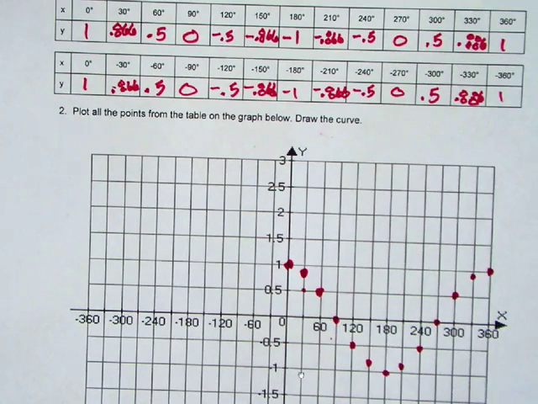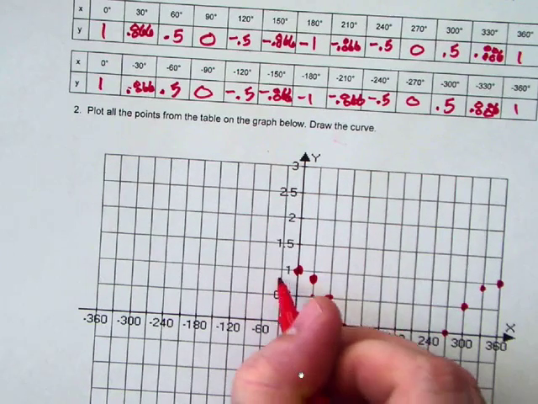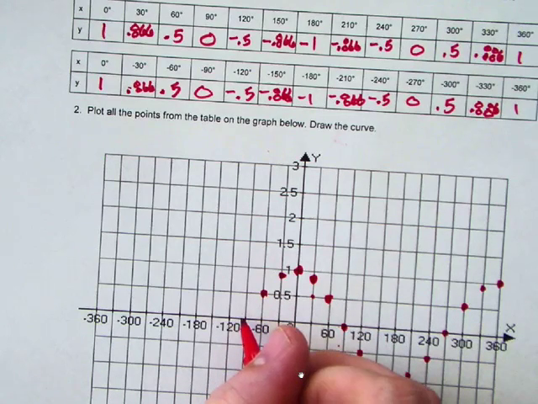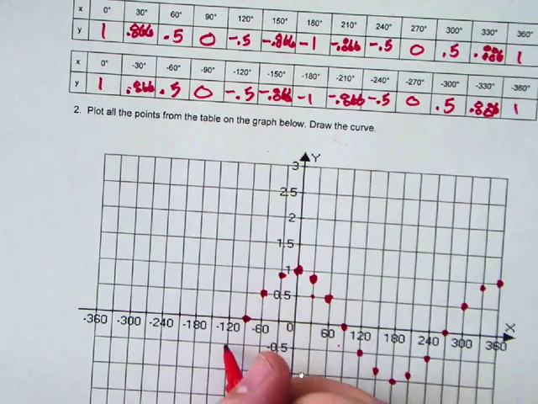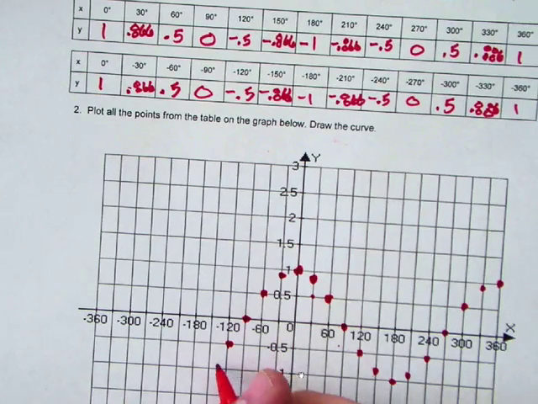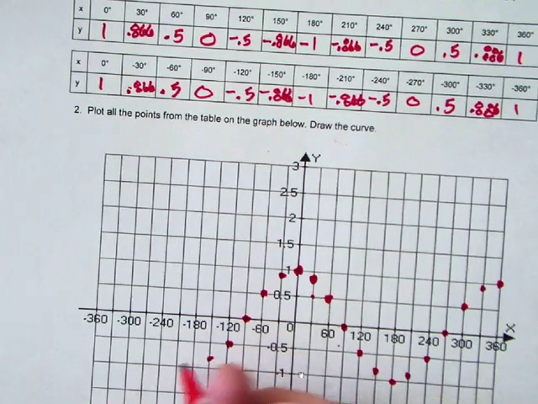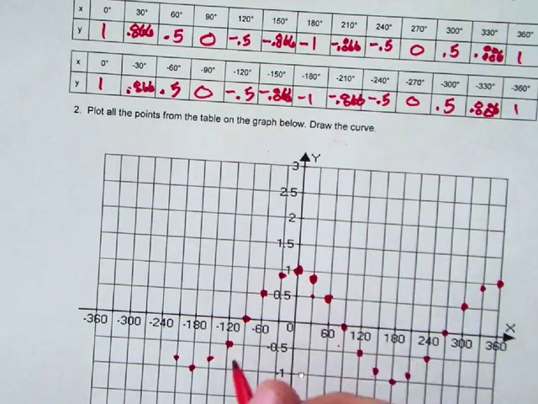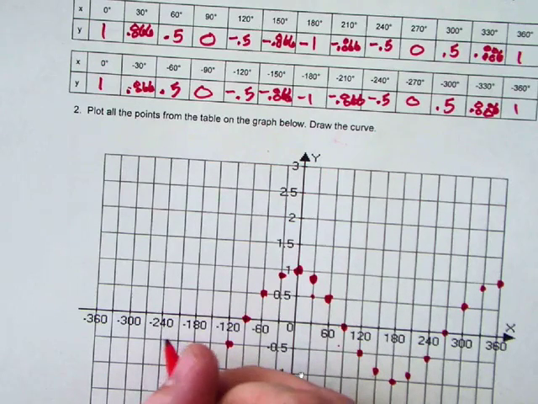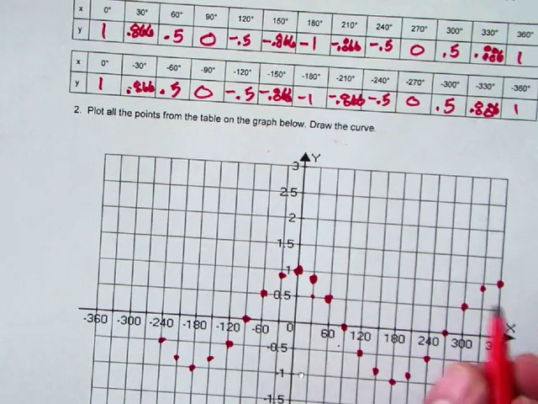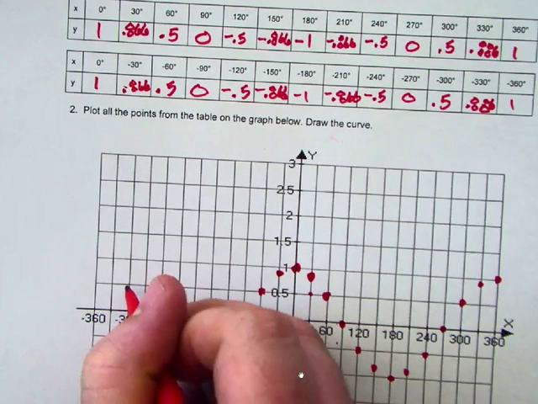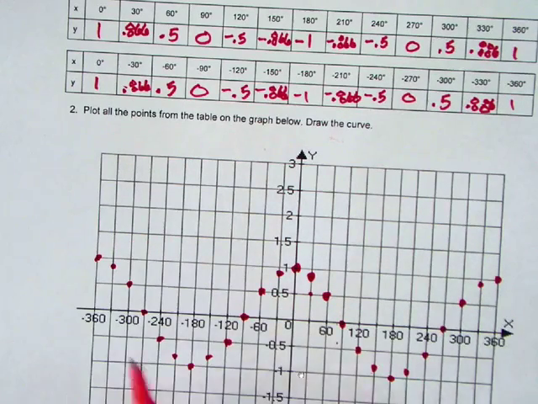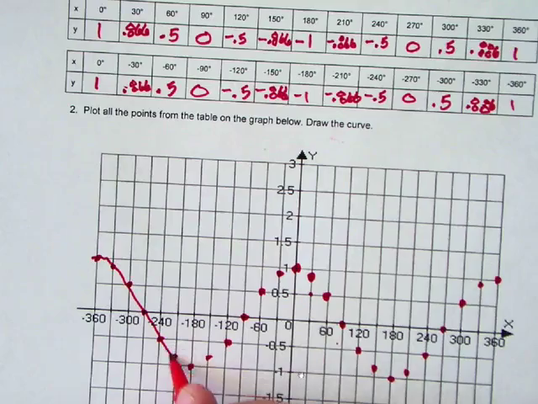Okay, and going the other direction, we get the exact same reaction. Down to 0.5, down to 0, down to negative 0.5, down to negative 0.866, negative 1, negative 0.866, back up to negative 0.5, back up to 0, 0.5, 0.866, and back up to 1. Now we see the cosine forming quite nicely right here.